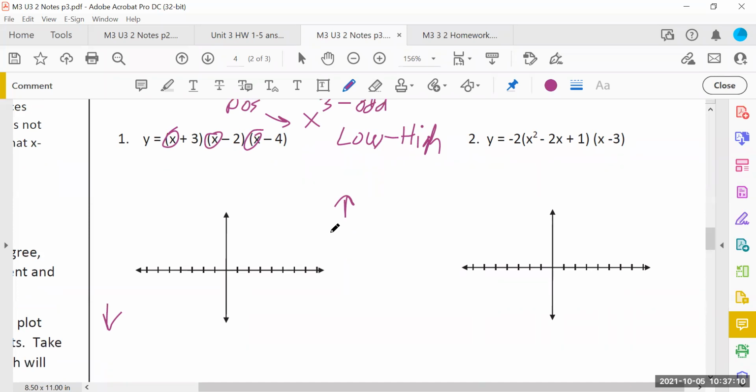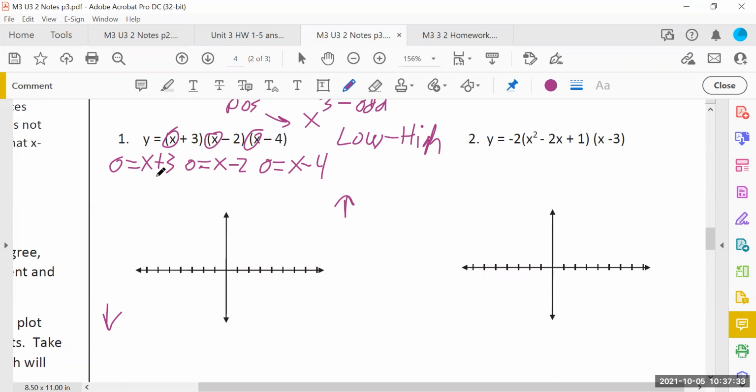Now, let's find the x-intercepts. Take all the factors and set them equal to 0. So 0 equals x plus 3. 0 equals x minus 2. 0 equals x minus 4. A lot of you are going to get to the point where you don't even have to write that out. You're just going to look at it and say what those zeros are.